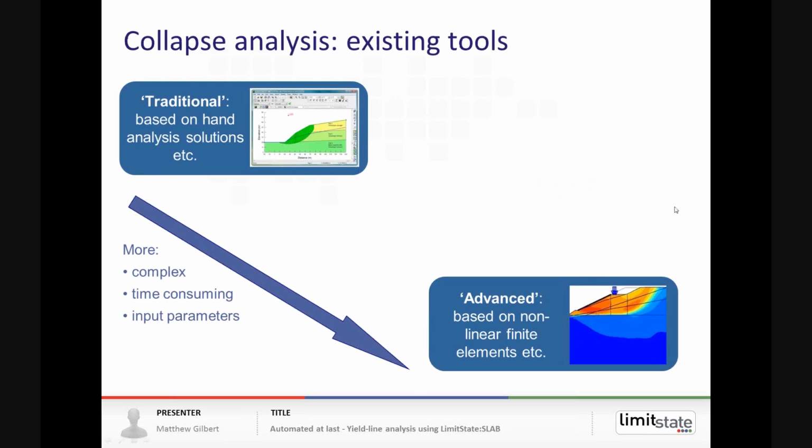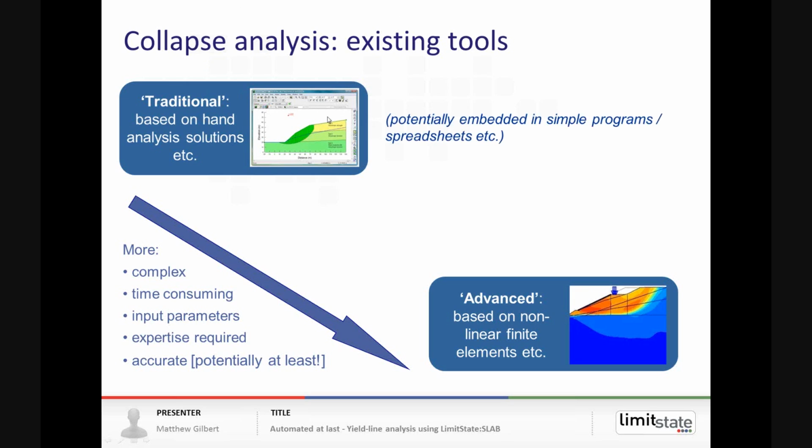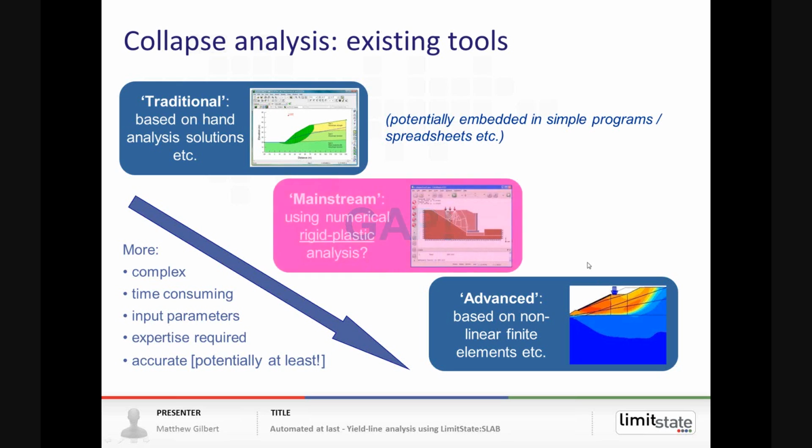And so just to put some of the points I've made already together, if we're looking at existing tools in the engineering analysis space, for collapse, we're typically talking about either hand calculations or automated hand calculations at one extreme, or much more complex methods, for example, based on nonlinear finite elements at the other, with a major gap between those two types of tool. And what we're focusing on doing is filling that gap with mainstream analysis tools based on rigid plastic analysis.